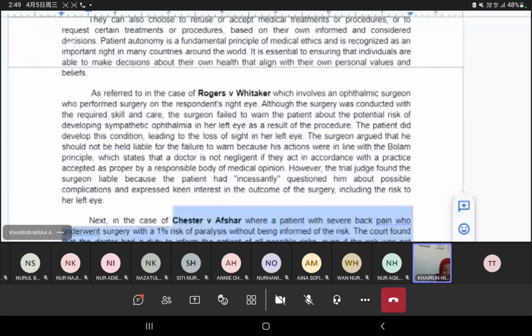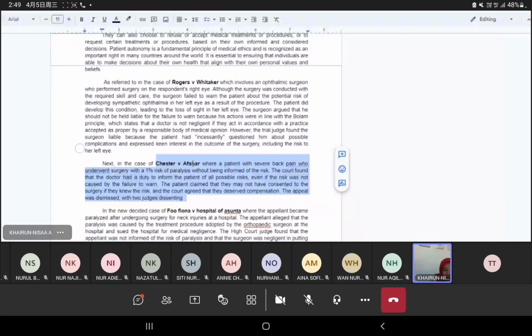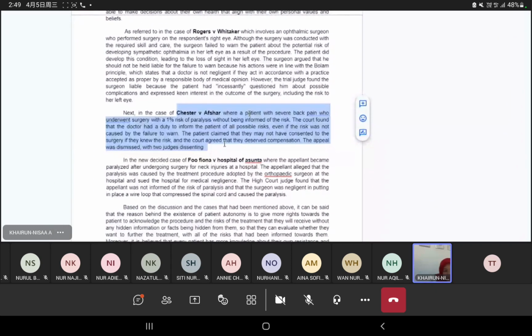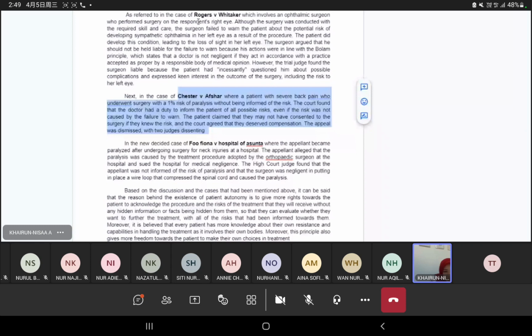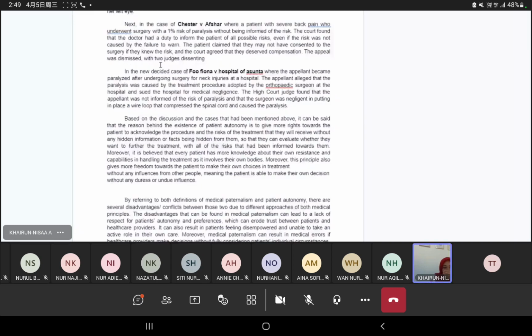Why did you put these three cases in a row? What point are you trying to make? This is an Australian case, this is a UK case, this is a Malaysian case. What point are you trying to make? Are you trying to show the position in different countries? Then you should have stated so. You are simply giving examples of cases on patient's autonomy, but you are not relating it to the statement.